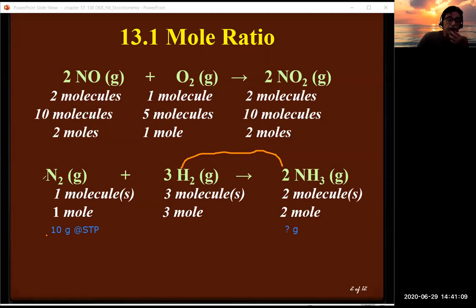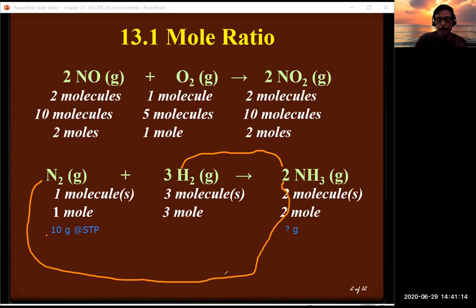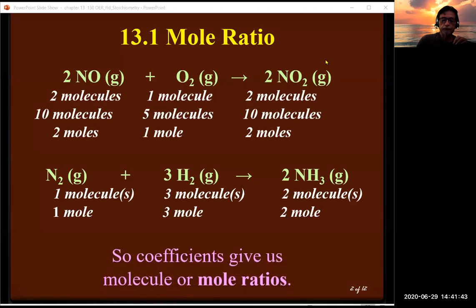And so I need to look at the stoichiometric relationship between these two, which is 1 to 2, and I need to know that information. Okay, I have 10 grams of nitrogen at STP. I can convert that to moles, because I'm at STP, but I need the molar mass of nitrogen. Once I know the molar mass, we can figure out how many grams of ammonia. We're going to do examples like this in a bit. Okay, so coefficients give us the mole ratios.